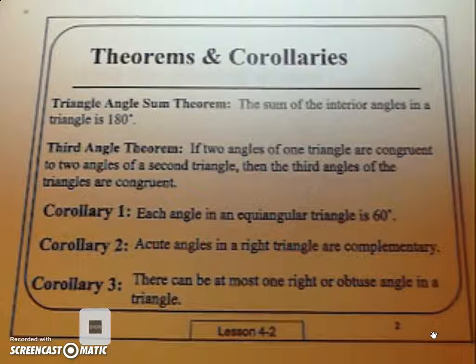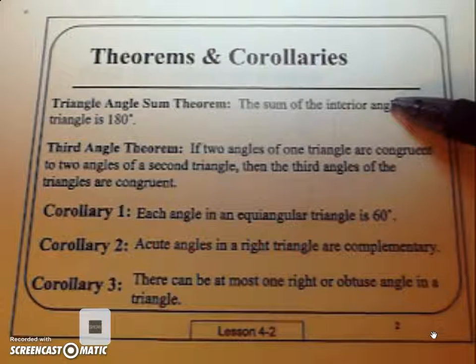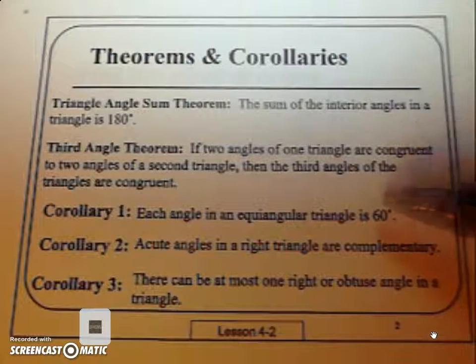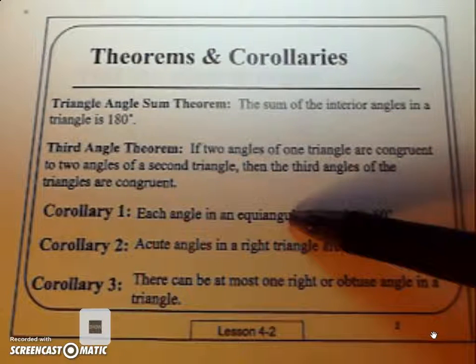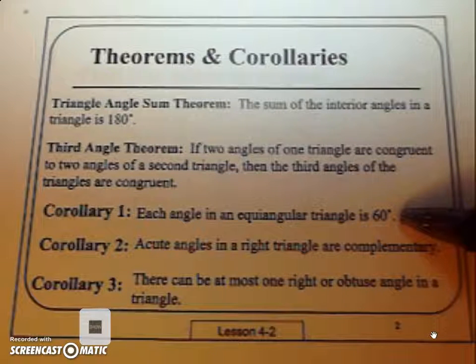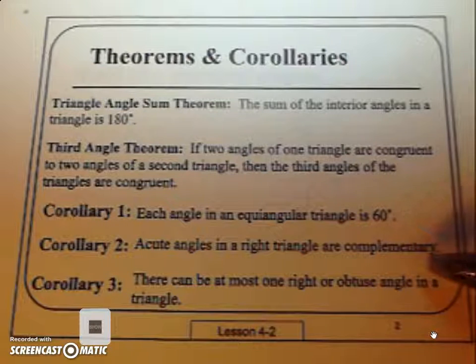Now the next three are corollaries, which are things that are as a result of those theorems. The first one says that each angle in an equiangular triangle is 60 degrees. Obviously, if I know that the sum is 180 degrees, and they're equiangular, meaning they have equal angles, then the triangle is going to have individual measures of 60 degrees.